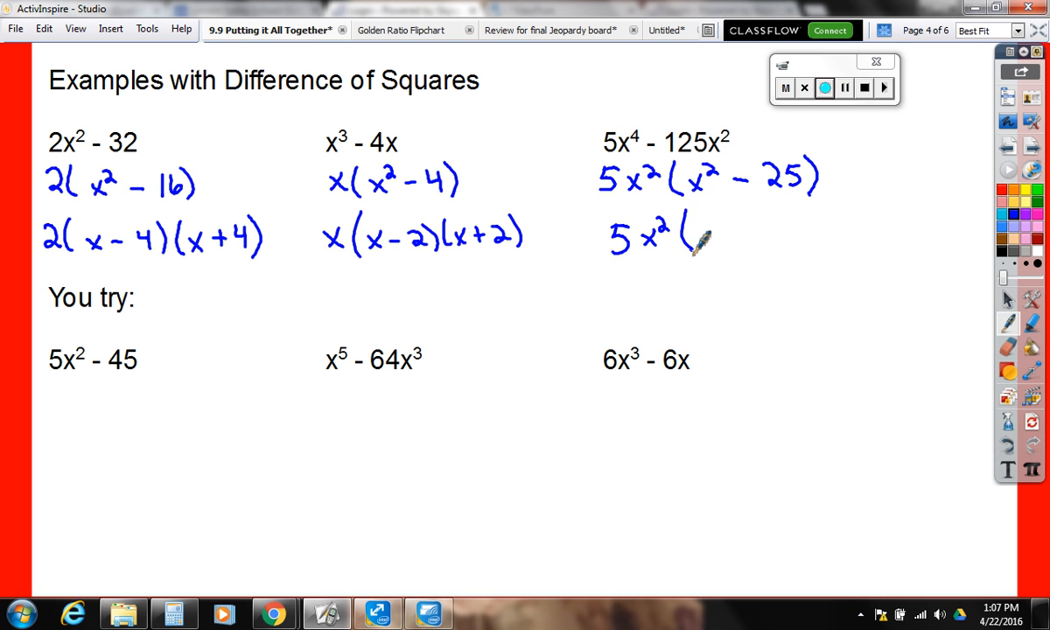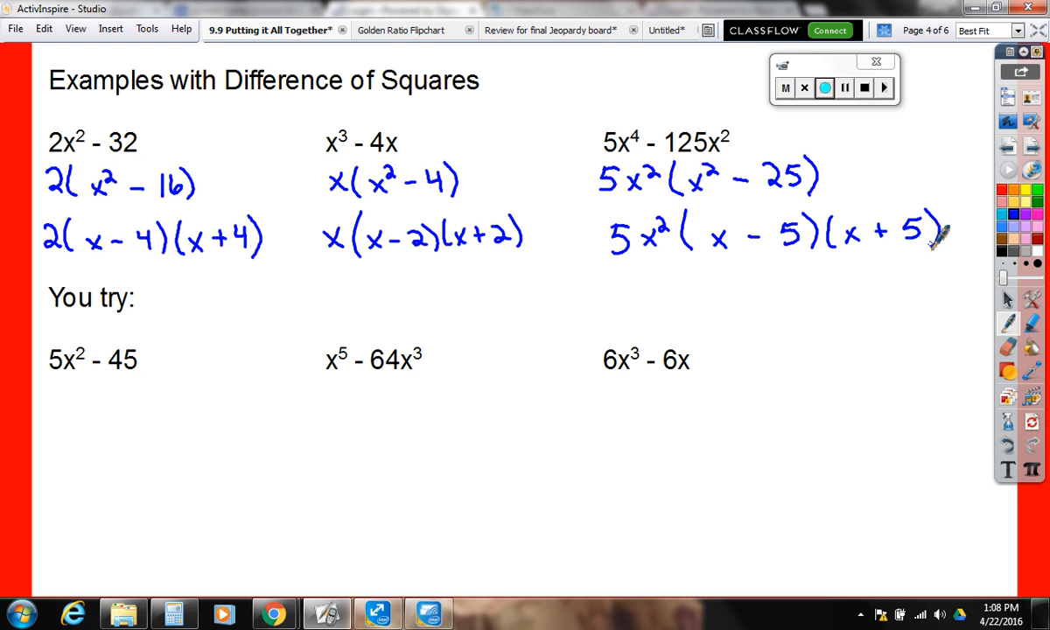Wait, I used the thing. No. Look at the other examples of difference of squares. Oh, it's 5. So what are my two factors? x minus 5, x plus 5. Good.